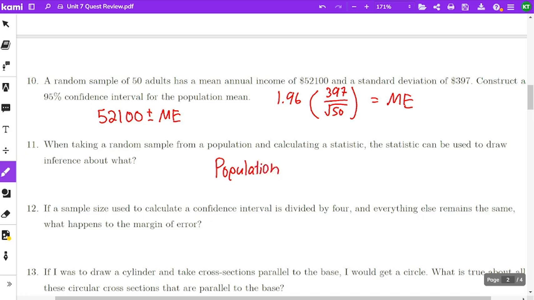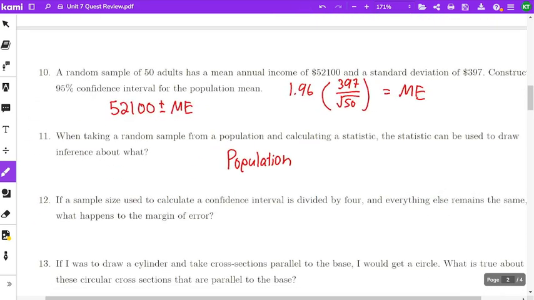So because it's really hard to go ahead and survey an entire population, kind of like we said in number 9, we do these random samples and then take a statistic from that and interpret that to go ahead and represent our entire population.